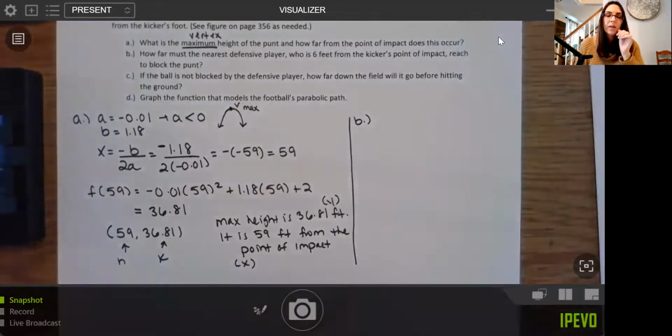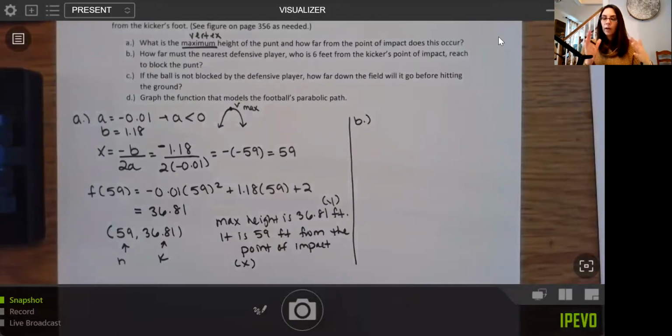How far must the nearest defensive player, who is 6 feet from the kicker's point of impact, reach to block the punt? So again, you kind of have to know a little bit about football here, but that person is going to kick the ball, and then you have a defensive player who's standing 6 feet away from their foot, right, from that line. So they're going to kick the ball, and that player is hoping to jump up and grab that ball and intercept it, right?